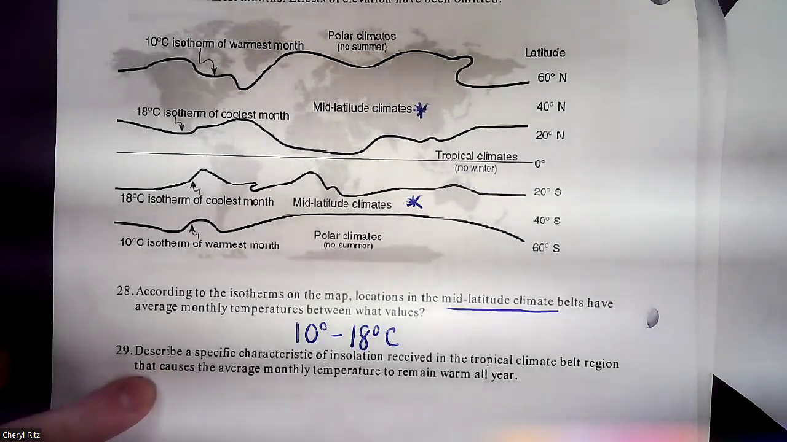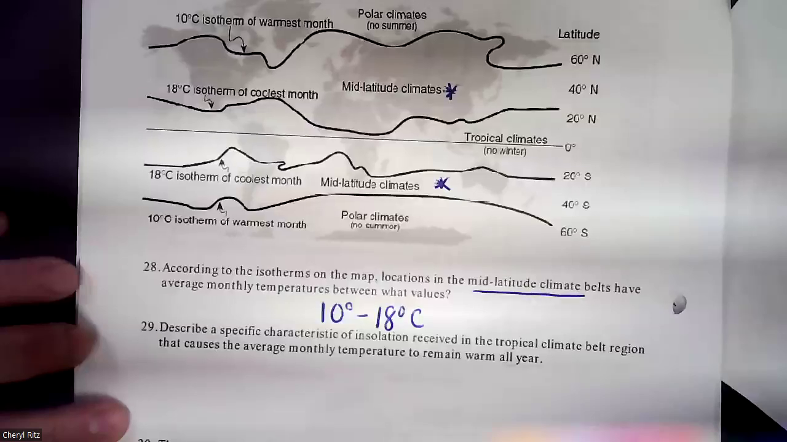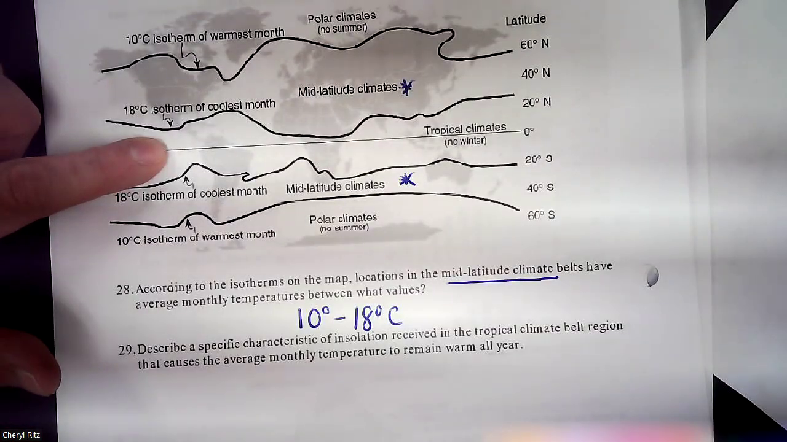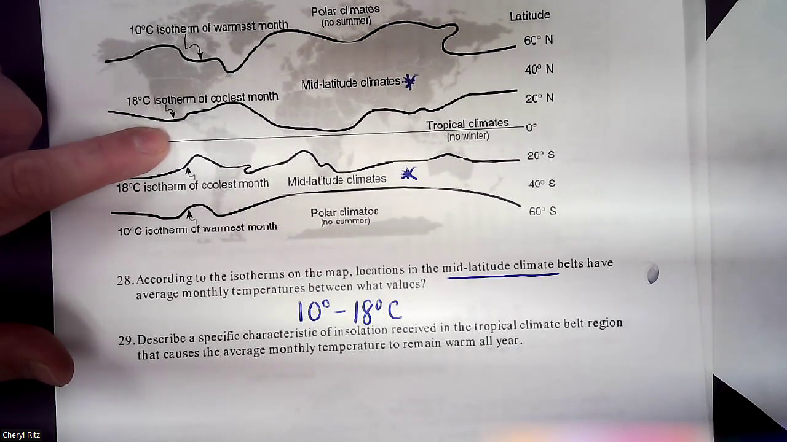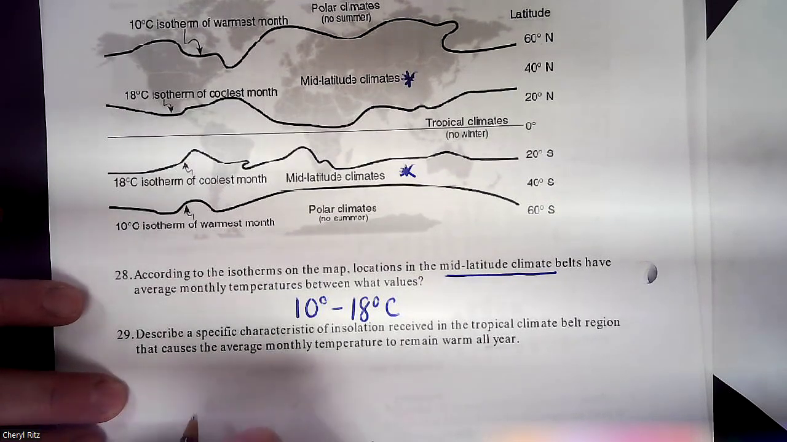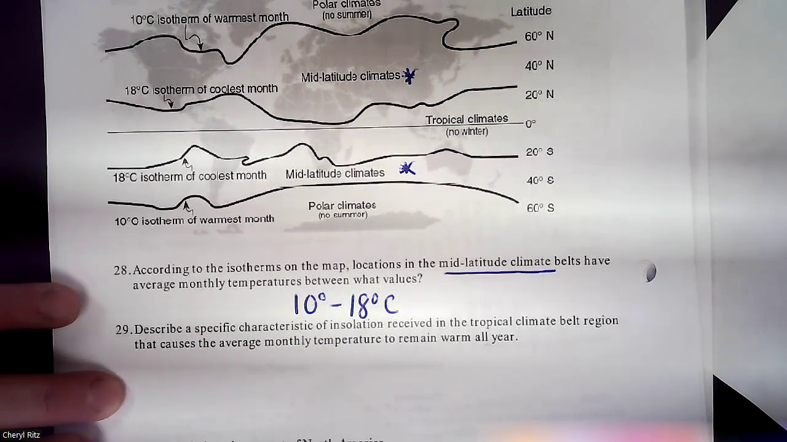So those are where those climate belts will be found, between those temperatures. So describe the specific characteristic of insolation received in the tropical climate region that caused the monthly temperatures to remain warm all year. What do we know about the sun and insolation that made these tropical climates warm all year? No, I'm really asking you. What about it? I'm asking why. What about the insolation that makes it hot there all year?